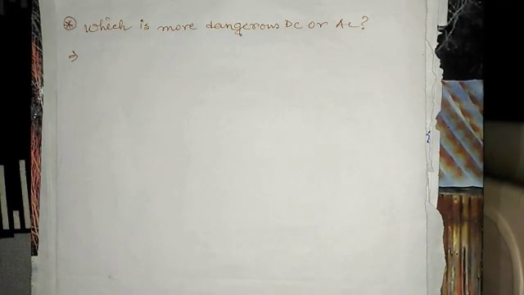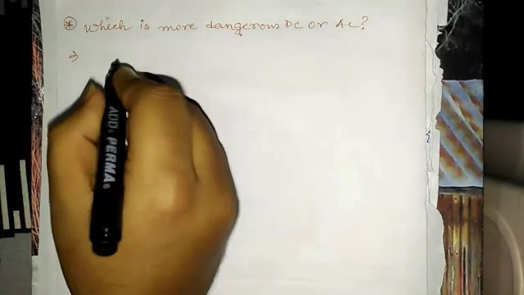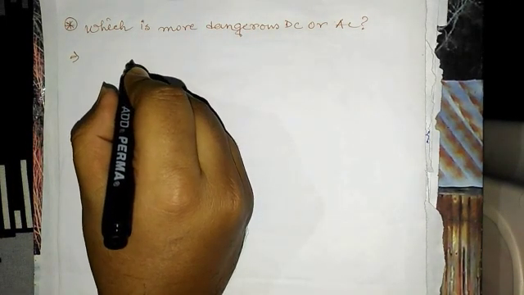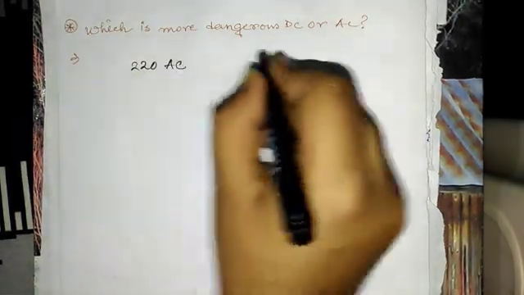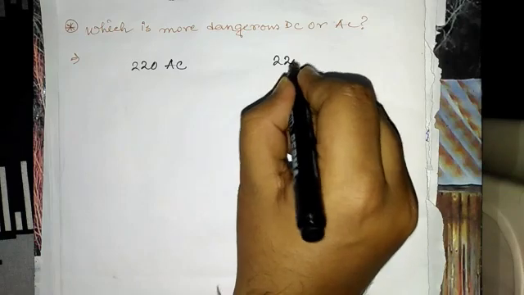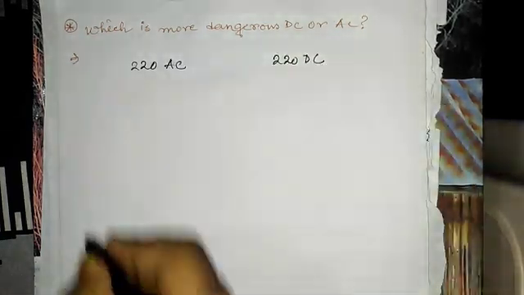Today we find the answer to the question: which is more dangerous, DC or AC? With an example we can easily understand what is more dangerous. So let's see. We consider 220 volt AC supply and 220 volt DC supply.